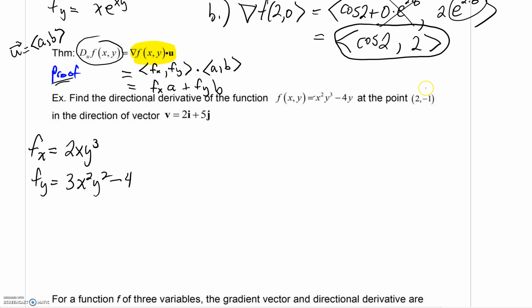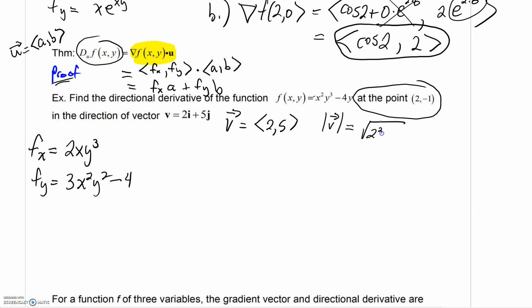Now, of course, we're going to apply this directional derivative at the point (2, -1), but we're doing that in the direction of v. v is this vector (2, 5). And let's take a look at the length of v. Sadly, I think you're going to see it's not a unit vector. That's 2 squared plus 5 squared, that's 4 plus 25. It only takes you a moment to see that this length is radical 29.